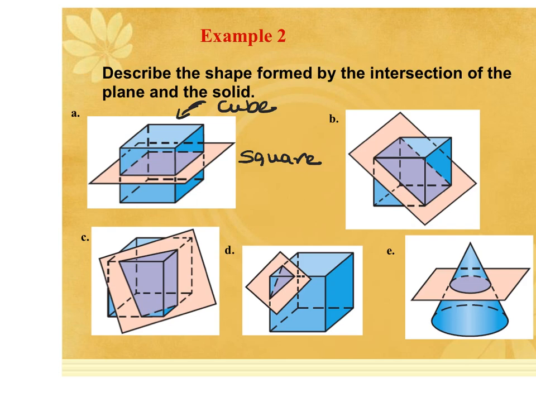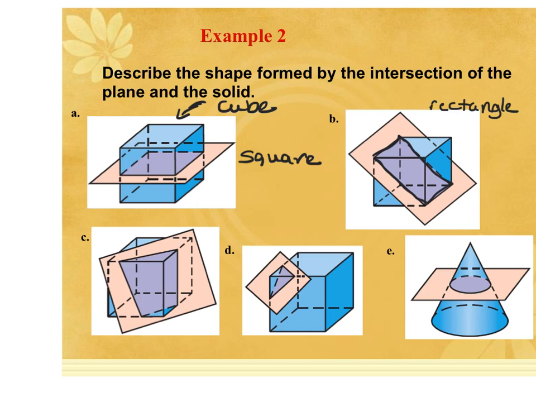Now in B, it's still that same cube, but now the intersection's in a different place, so they're slicing it differently. But notice this time the purple shape here is now a rectangle. So notice you can have the same polyhedron starting out, but when you slice it differently, you're going to get a different polygon.